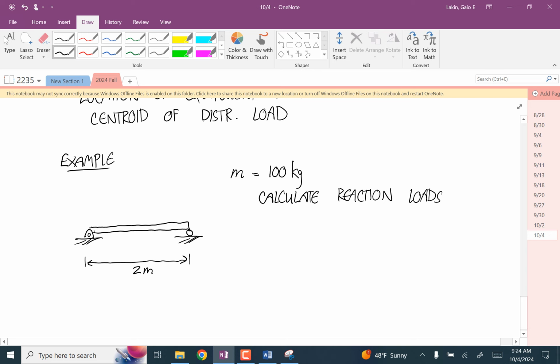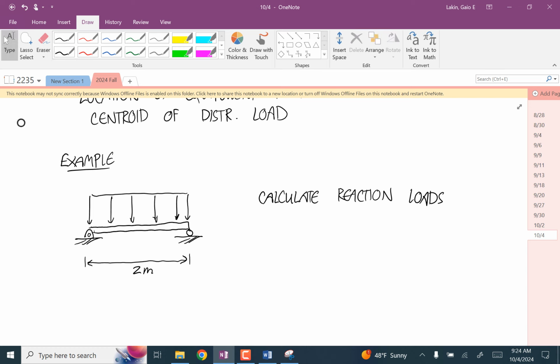Let's not think of it in terms of weight yet. I'm just going to give you the distributed load here. We're going to see later when we get to internal loads in beams that we're going to have to treat weight as a distributed load, but for now it's not really an important thing to worry about. So let's say this is a uniform distributed load, and let's say that the magnitude of this is 3,000 newtons per meter.